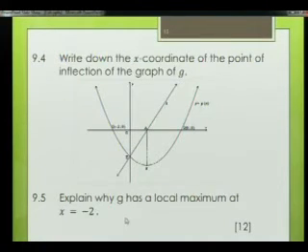And the last question, they ask you a fairly tricky question. Explain why G has a local maximum at x equals 2. So let's see, how do we do that?